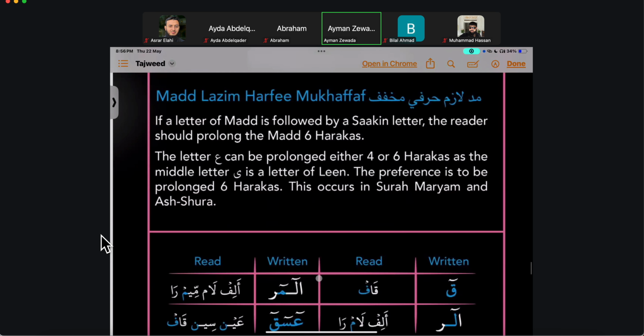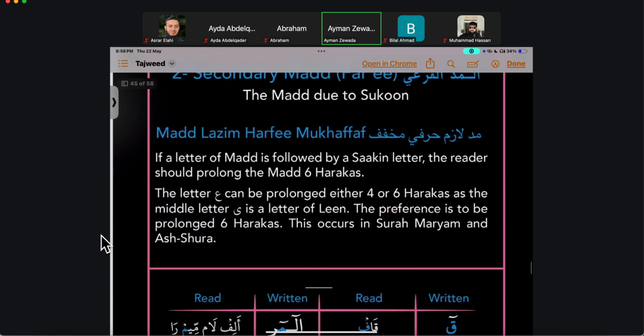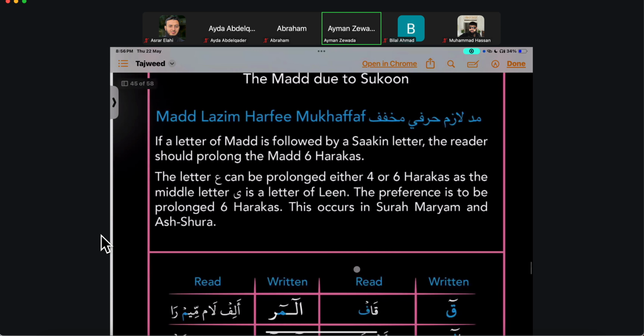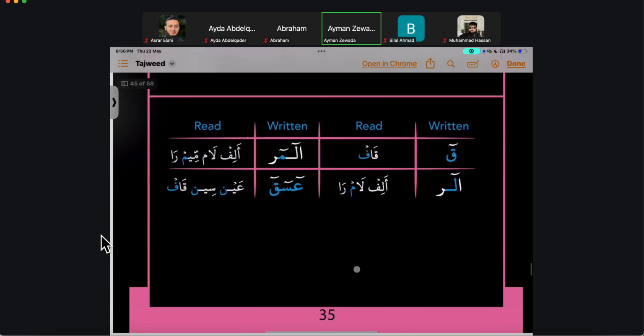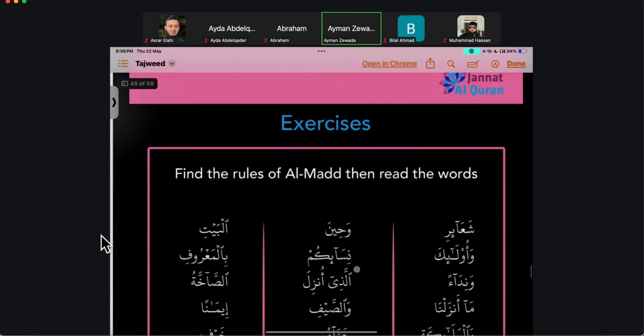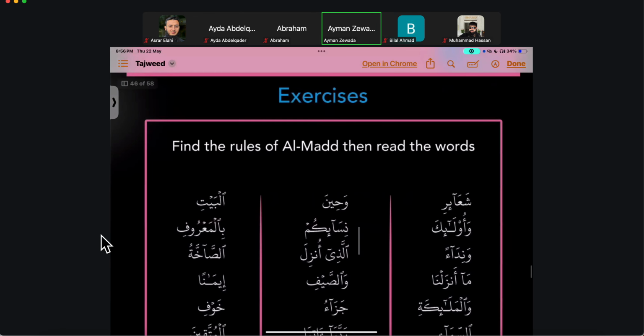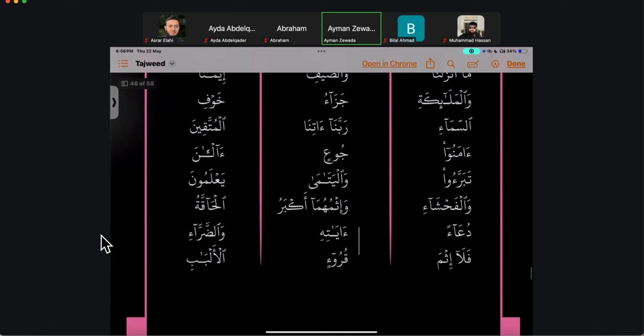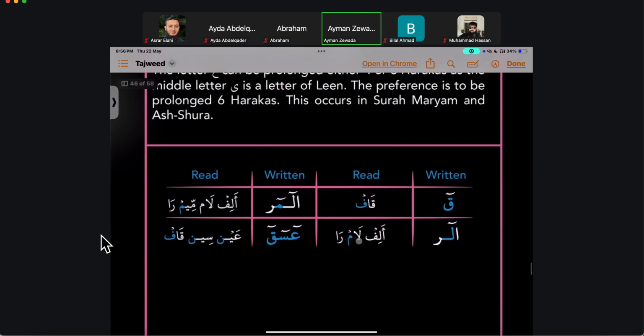For example, Surah Maryam starts with Ayn, Sin, Qaf. That ayn, you can either switch it 4 or 6. All right. We'll just keep going. Oh, and now we are on the exercises. Okay, beautiful. We've finished everything.